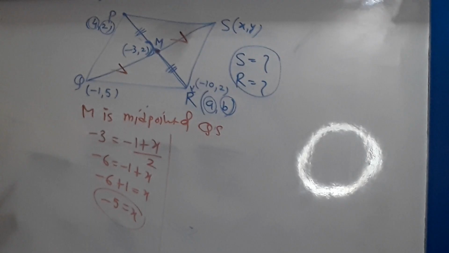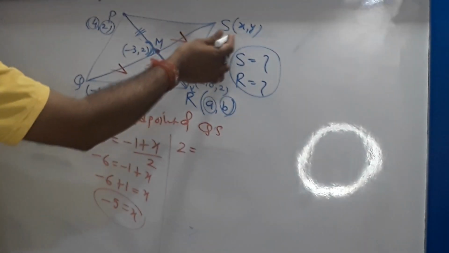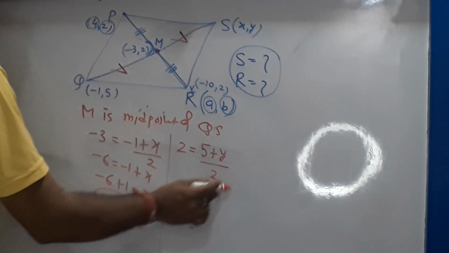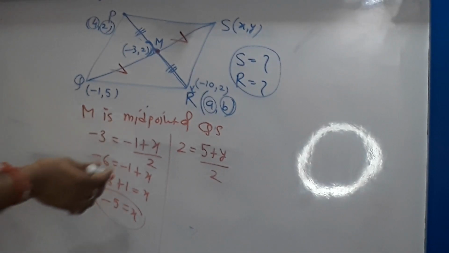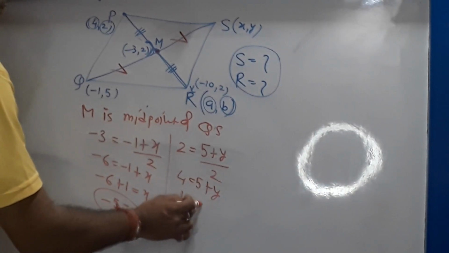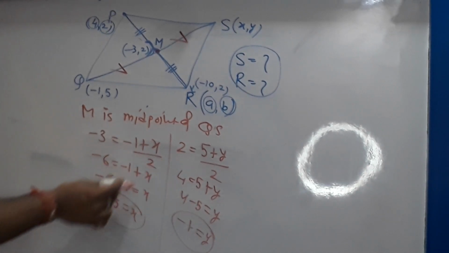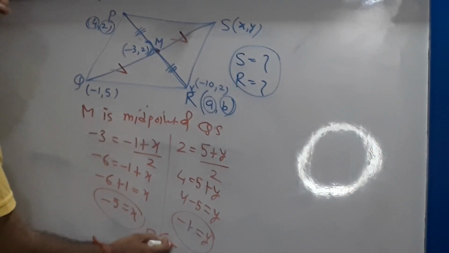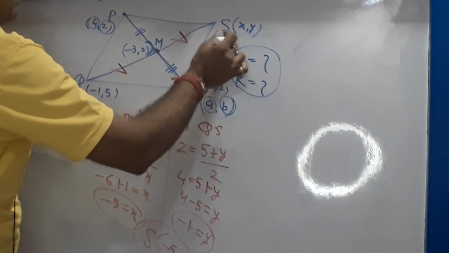Similarly, use the second coordinate of M, that is 2. So 2 is equal to, using the second coordinate of both the points, 5 plus y upon 2. Midpoint formula: x1 plus x2 divided by 2, y1 plus y2 divided by 2. So cross multiply, 4 is equal to 5 plus y, 4 minus 5 is equal to y, minus 1 is equal to y. So the y value is minus 1. So finally, the coordinate of S: x comma y, x is minus 5, y is minus 1. So the coordinate of S is minus 5 comma minus 1.